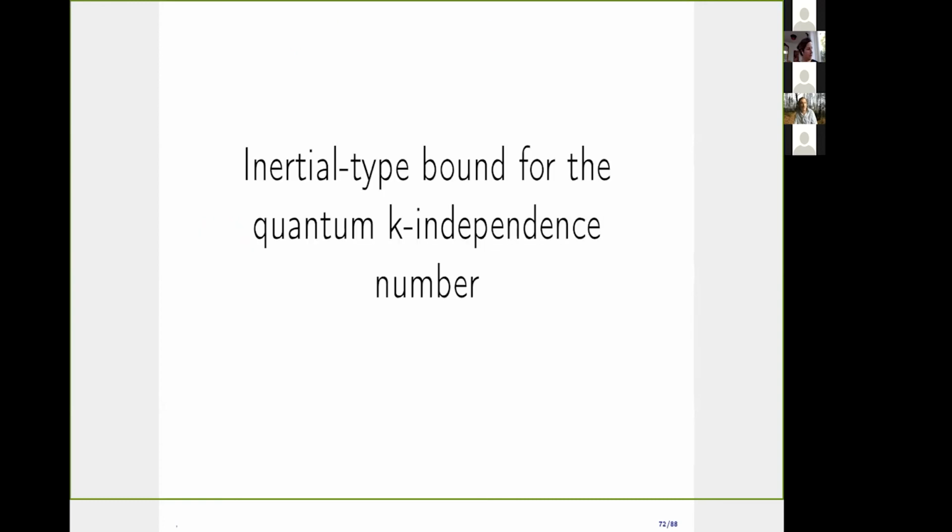And finally, if time allows, I would like to say something about how this all relates to a quantum graph parameter, the quantum version of the k-independence number. So let's continue with the inertial type of bound that we have seen, and let's see what this actually says about the quantum counterpart of the k-independence number. This was recent joint work with Elphik and Bogyan.